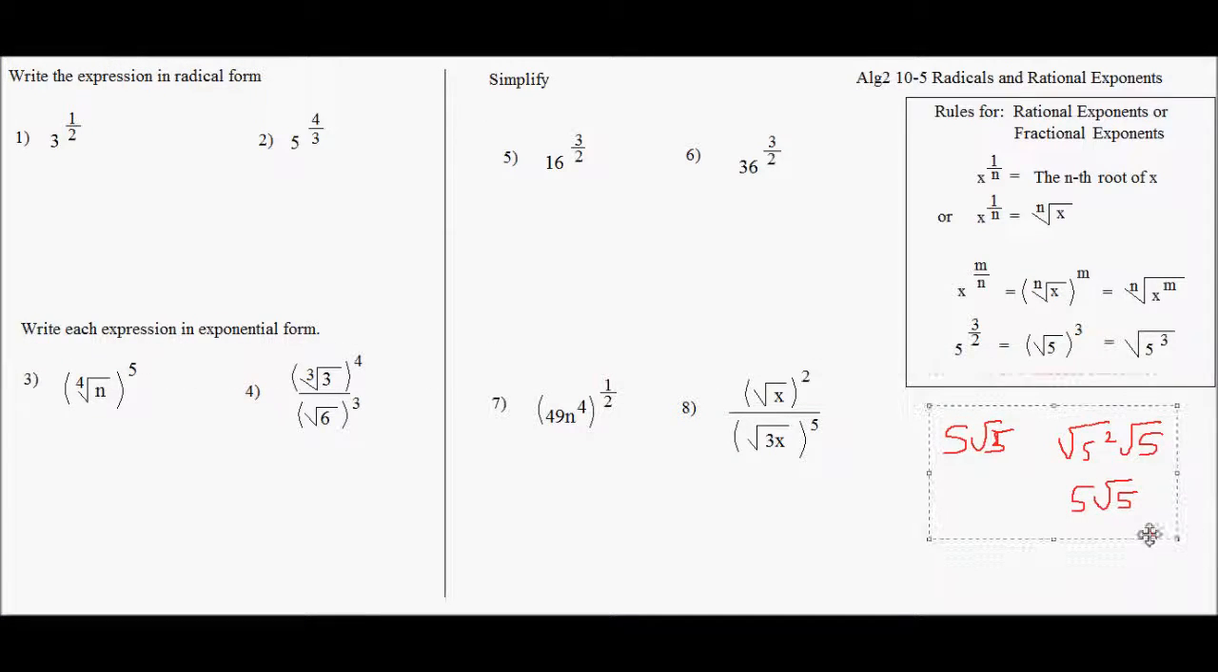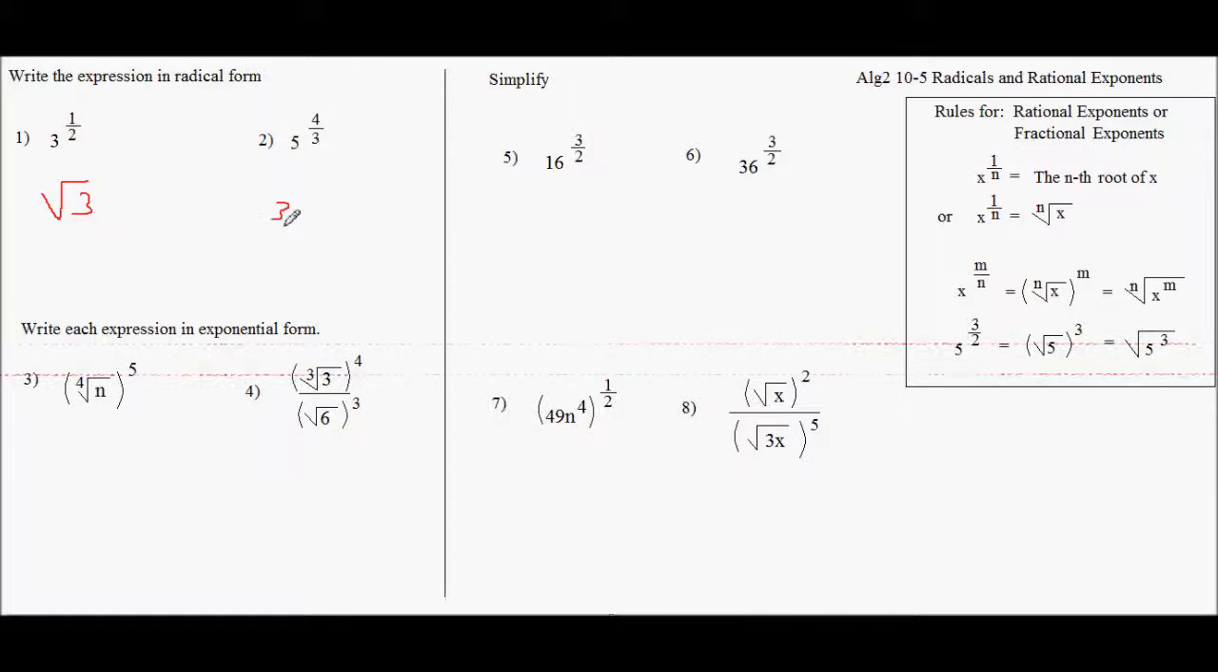Okay, so this says write the expression in radical form. So 3 to the 1/2 power is just the square root of 3. And then this one, well, it's the third root of 5 to the 4th power. And that's, of course, my fours are never right on this thing. So the 4th power, right? Bingo, done.